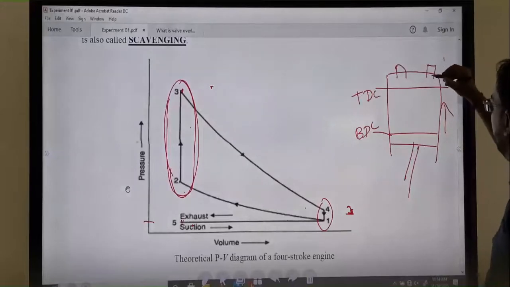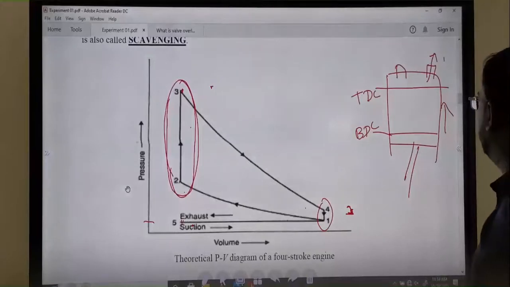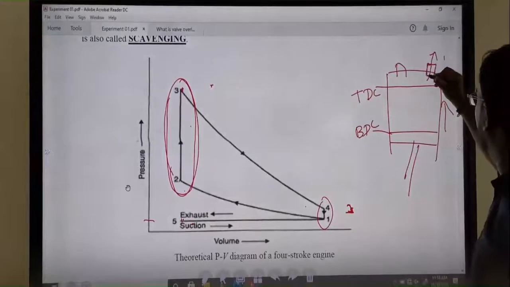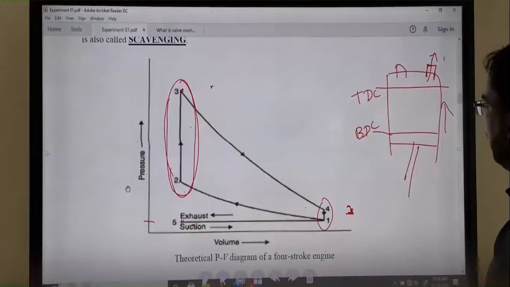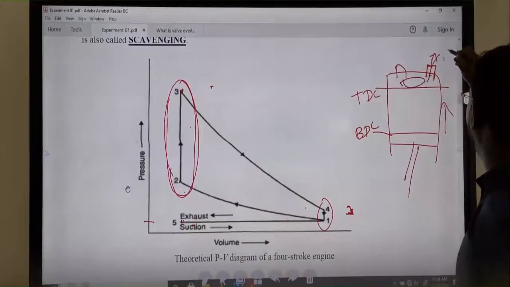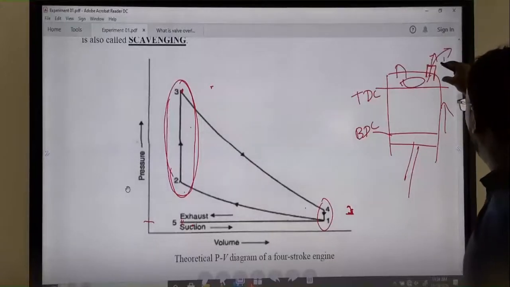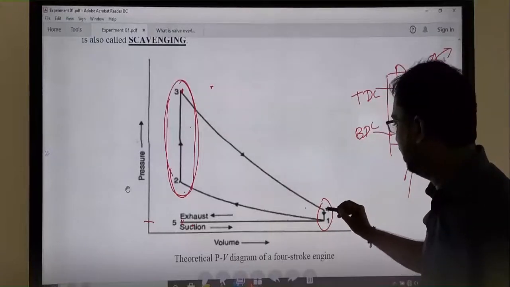this exhaust valve opens. So when this exhaust valve opens, suddenly the combustion chamber gets a pressure drop, because there is a way to exit the air mixture. So this compressed air mixture exits through this exhaust valve. That's a sudden movement. We can see the pressure drop here.